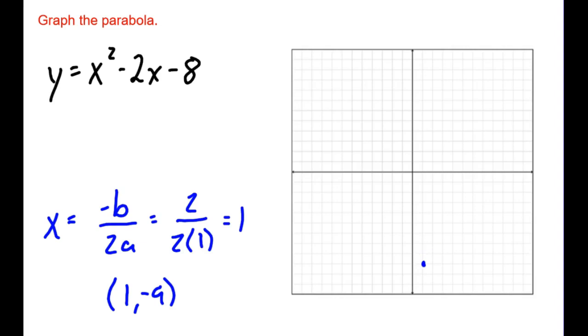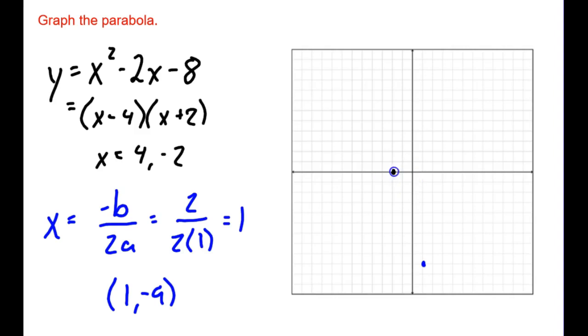Now we need to find the x-intercepts if there are any. So we could take our original equation and try to factor this. This factors into x minus 4 times x plus 2. If we use the zero product property, set each of those factors equal to 0, we get x equals 4 and negative 2. So on our graph, we mark those x-intercepts. We have negative 2 and 4.